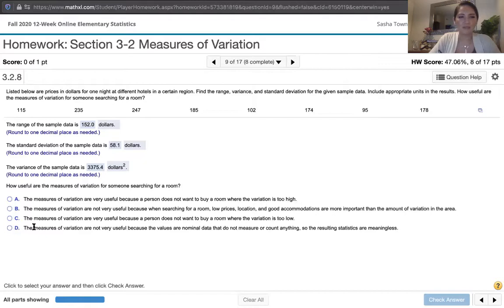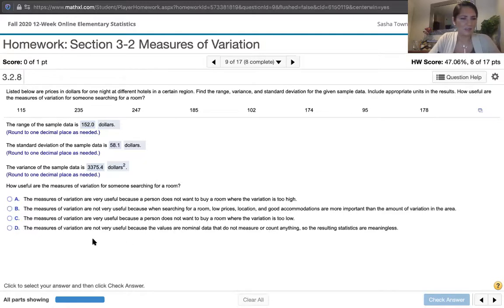Let's look at B. The measures of variation are not very useful because when searching for a room, low prices, location, and good accommodations are far more important than the amount of variation in the area. I think that that's true. That's probably it. But let's look at the other ones just in case. The measures of variation are very useful because a person does not want to buy a room where variation is too low. So when all of the prices are exactly the same, you might not want to get a room. I don't think that matters. I think you're really looking for a room in a certain location. So no, that's not it.